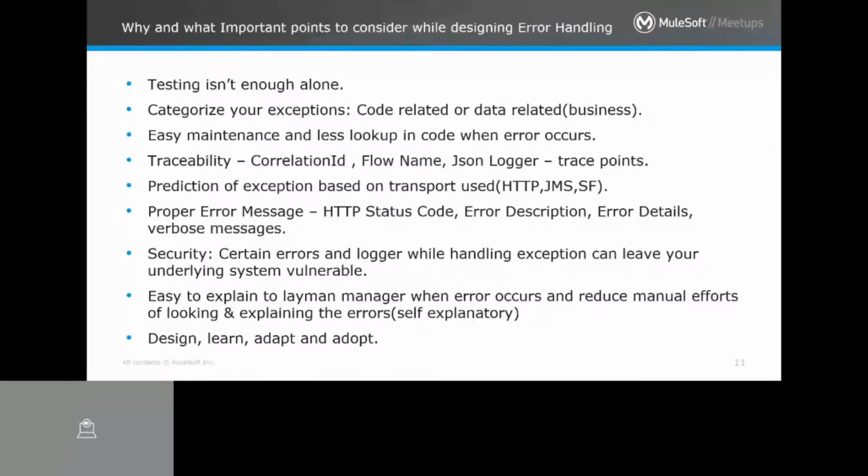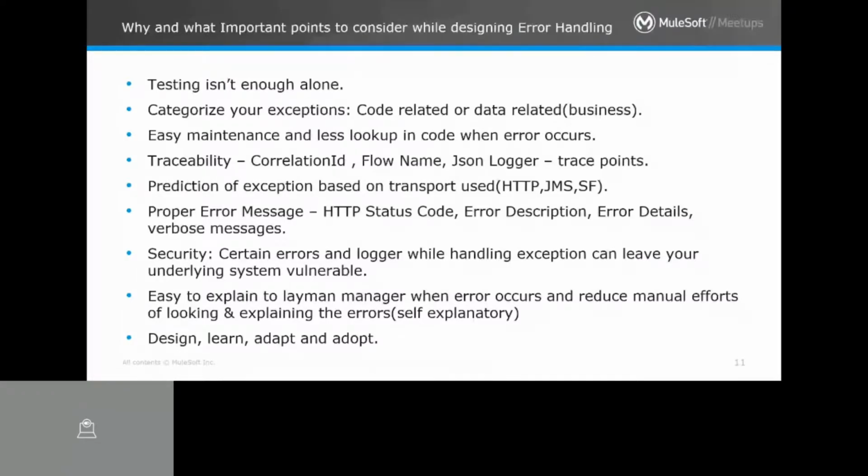Traceability is something we should consider while developing our error handling. We can have a correlation id assigned to a Mule message, a unique id, so we can tell in which flow the error occurs. We can have JSON loggers which have trace points and message content, which will clearly tell you that at this point we have the error. If you have not worked with JSON logger, you can have a look at it. That's a different topic, but JSON logger helps in giving very deep details of where the error occurs.